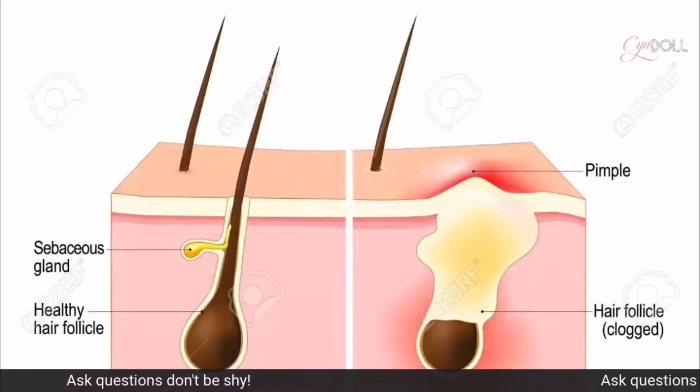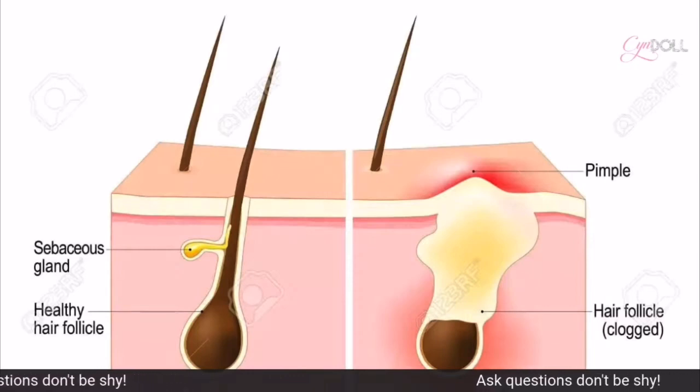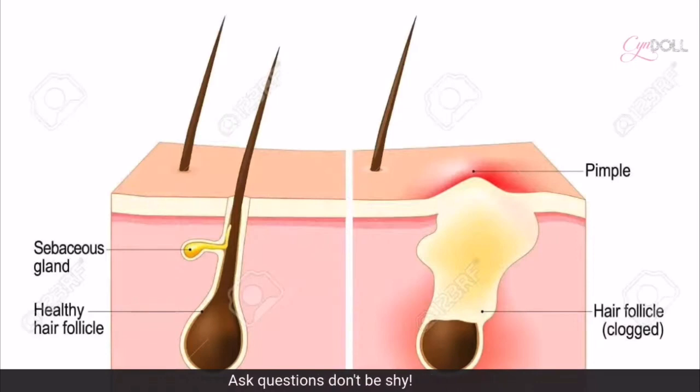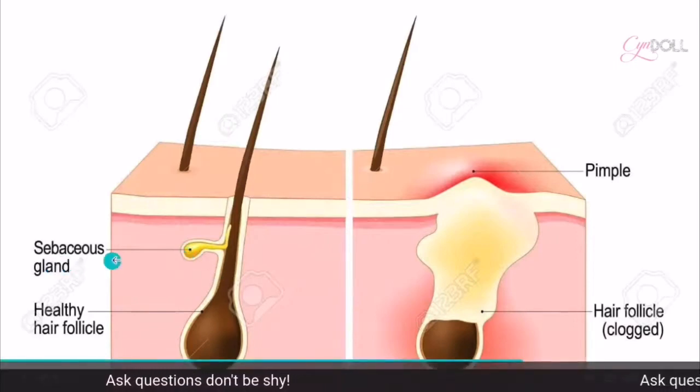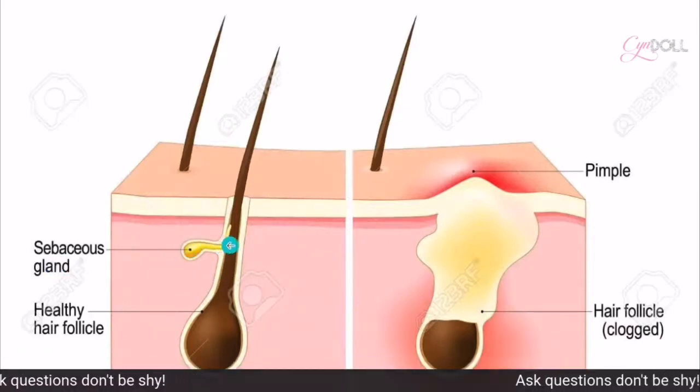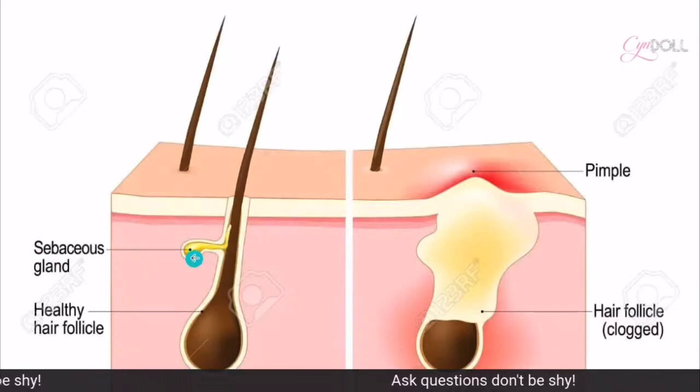All right. So the sebaceous gland is right there. Look at this. The sebaceous gland is right here. Look at this yellow line point in here. The yellow is the sebum, the oil. Look at how it's sticking.